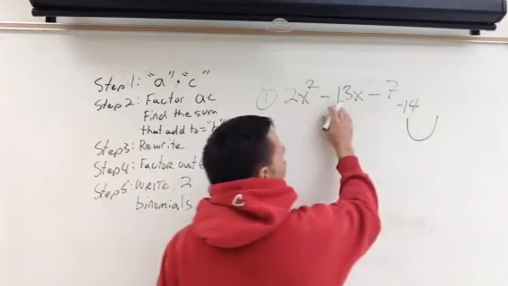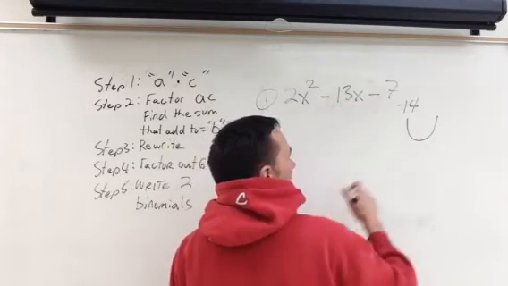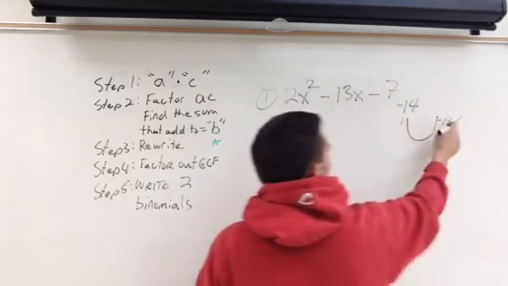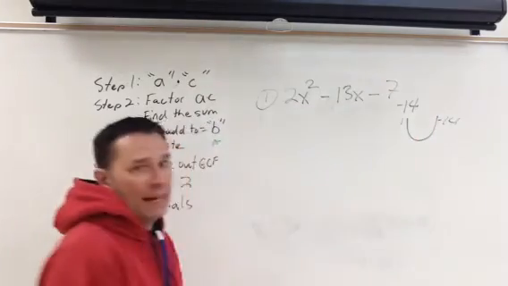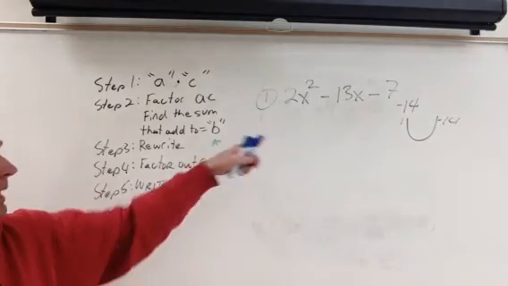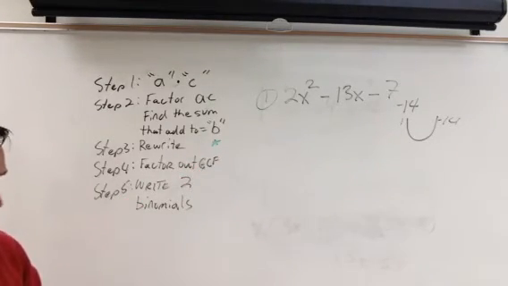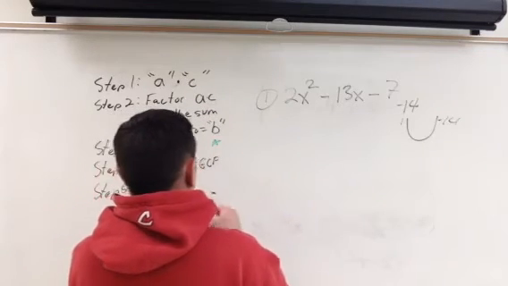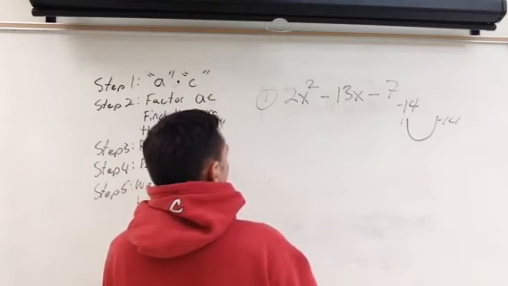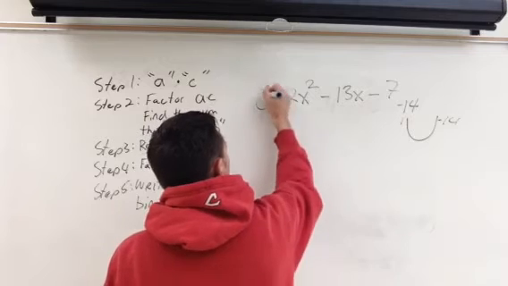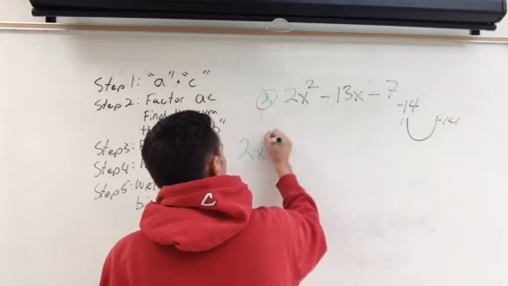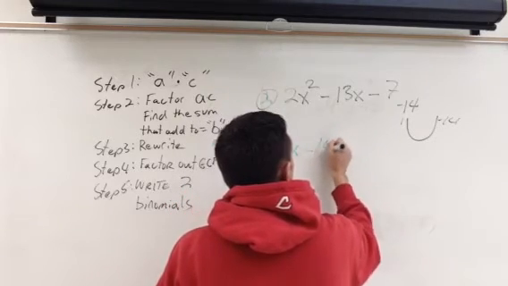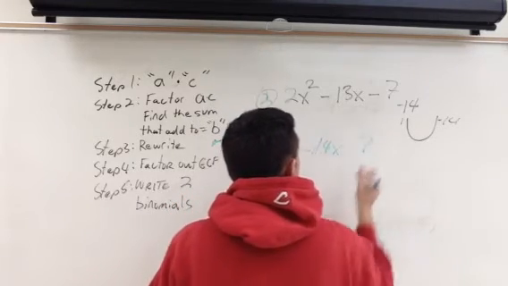So, because this is negative, my bigger number has to be negative. So we'll start with 1 and negative 14, and look at that, it's the first one. Positive 1 and negative 14. So now I want to rewrite this. Here's my step 3. The 2x squared stays the same, plus x minus 14x minus 7.